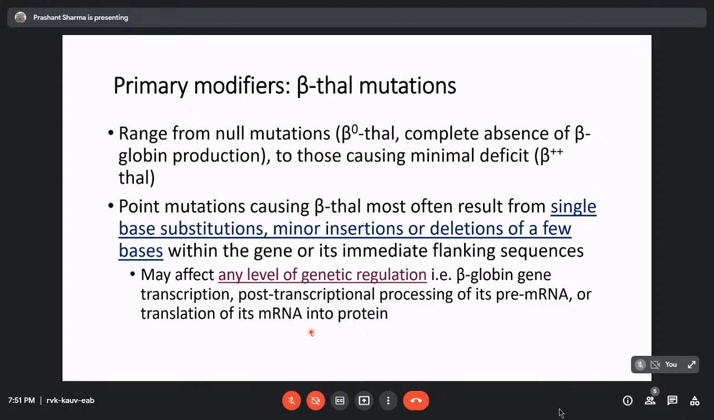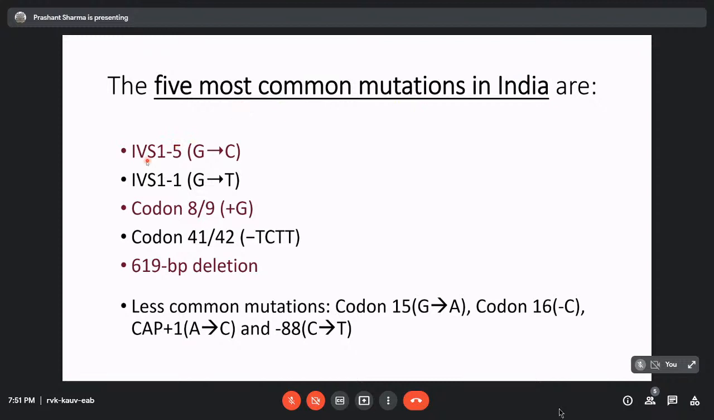So the five commonest beta thalassemia mutations in India are the IVS1-5 G>C and the IVS1-1 G>A. These are both mutations that affect splice sites. Then we have two frame shifts, a codon 8/9 and a codon 41/42. Sometimes you will see them written as frame shift 8/9 and frame shift 41/42. They are the same. This is a single nucleotide insertion and this is a four nucleotide deletion.